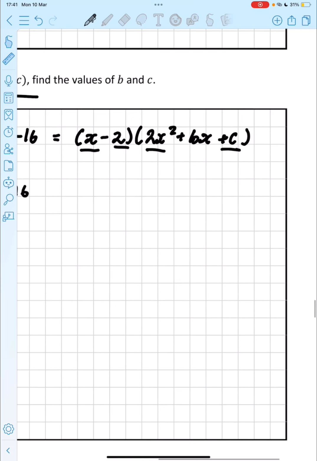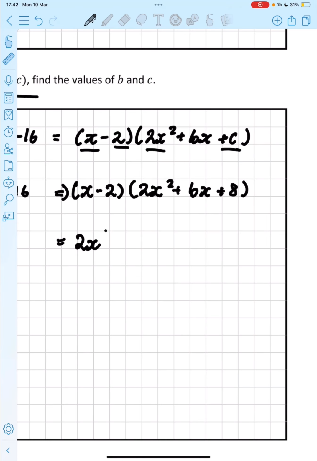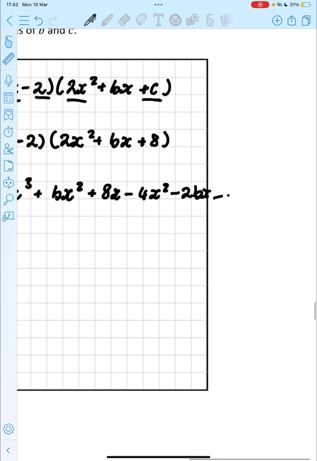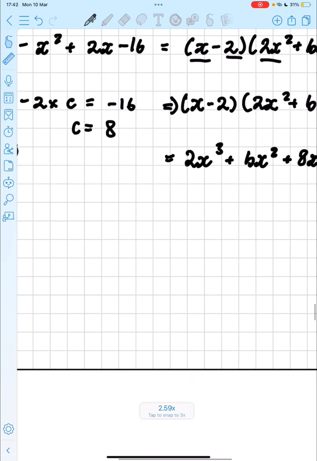So I can already fill in one thing. So now instead of 2 letters, I only have one that I don't know. Plus bx plus, I know that's 8 now. I'm going to multiply this out now. And I will get 2x cubed plus bx squared plus 8x minus 4x squared minus 2bx minus 16. And that is equal to this one here. I'm not bothered to write it again.